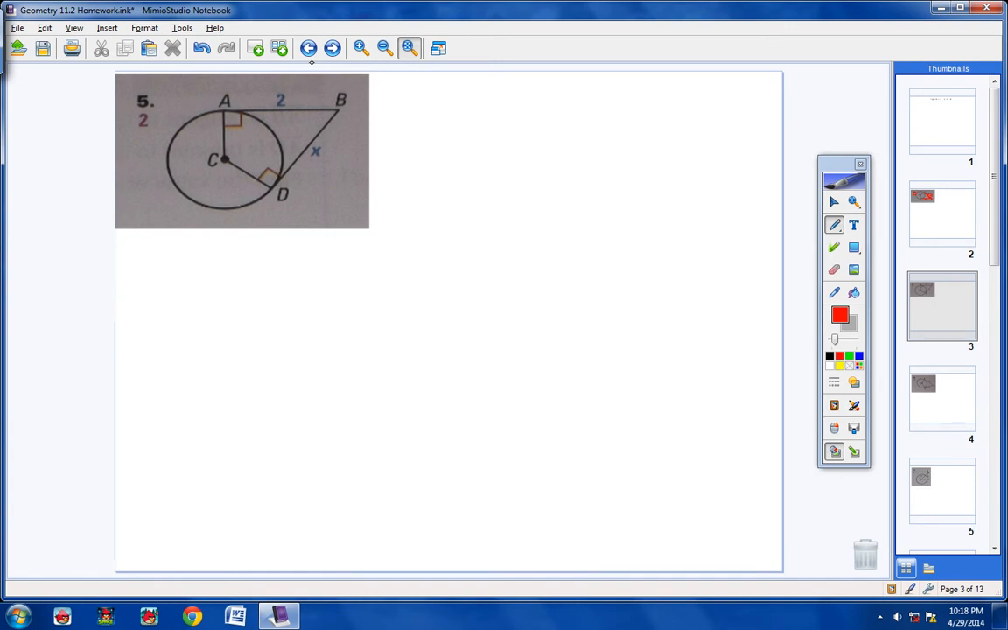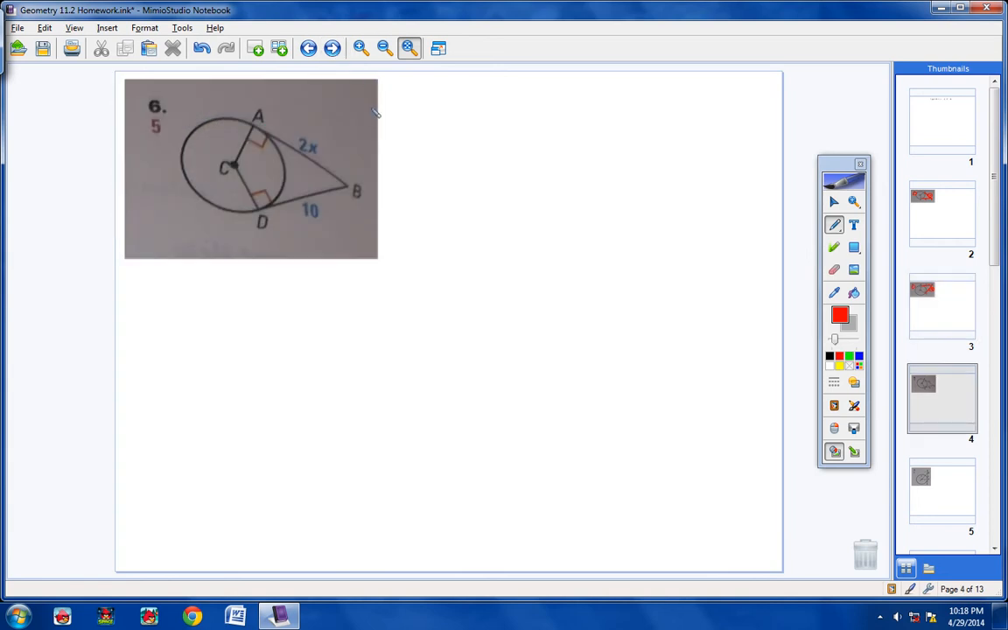Same thing. It seems pretty easy, but it's very important you understand this. I have a tangent segment right here and a tangent segment right here. Remember, tangent means the line or the segment intersects the circle in exactly one place. Notice they come from the same exterior point B. That means those two tangent segments will be congruent. So if the length of this one here is 2, then that means the length of this segment here is also 2. So x equals 2.